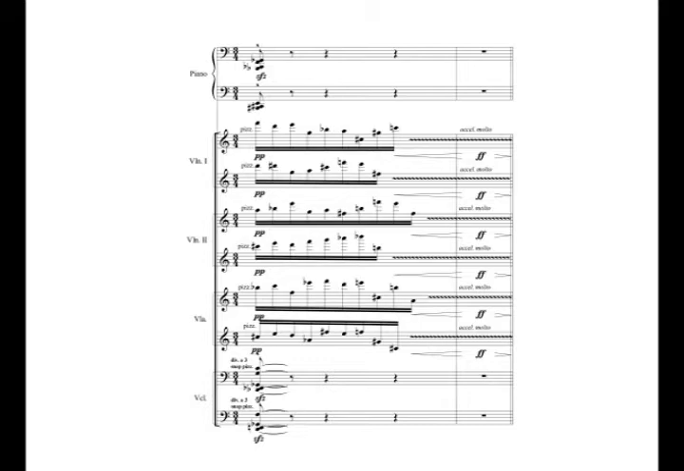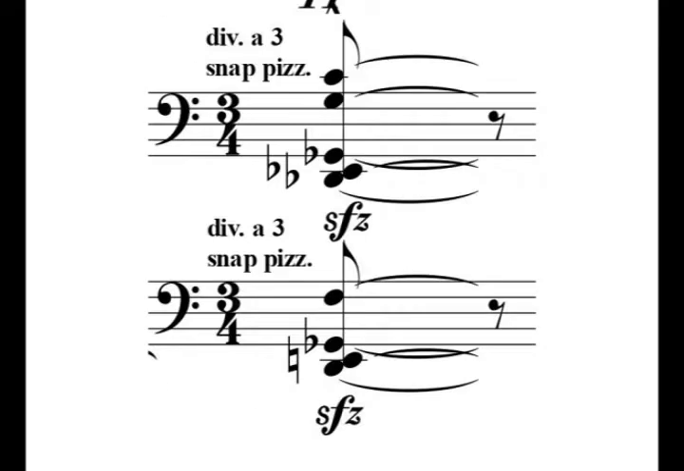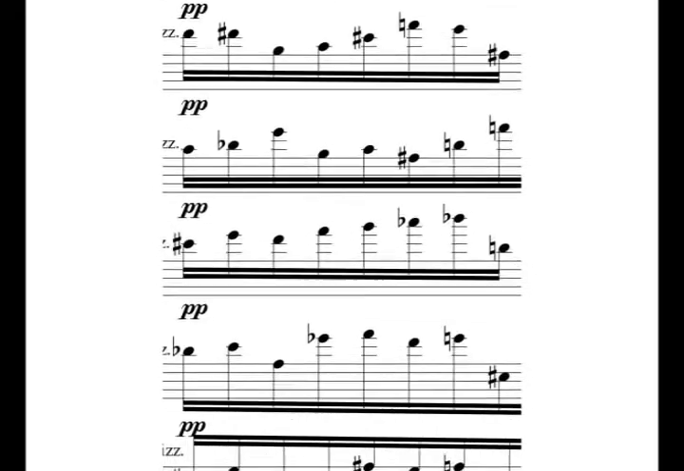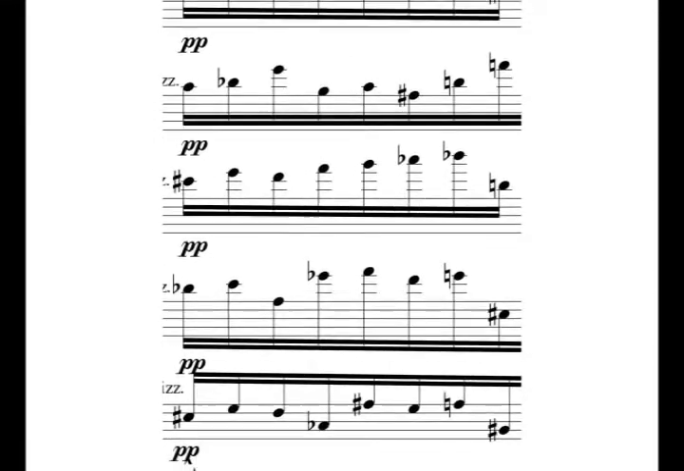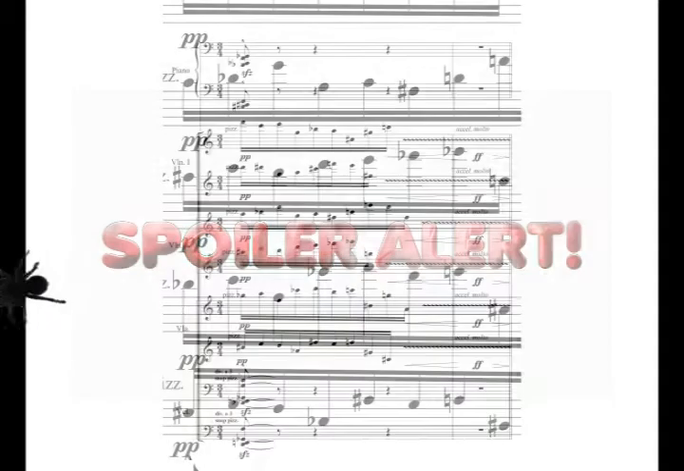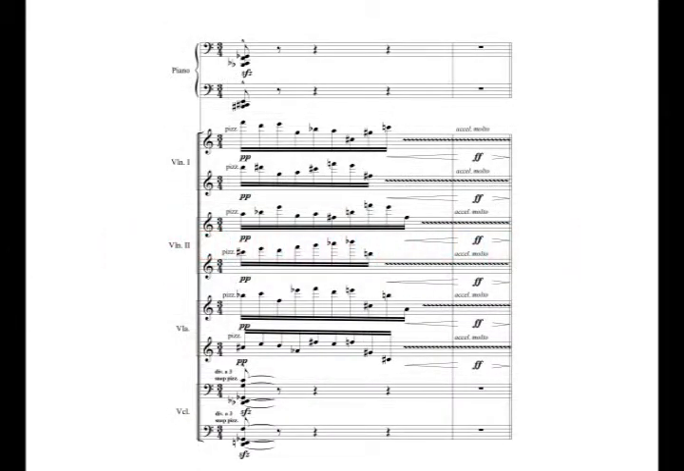First of all, we have the shock at seeing the spider and the musical representation of the spider itself. Spoiler alert, there are a lot more spiders in this scene than just that one. Two sections of the orchestra are responsible for the attack.